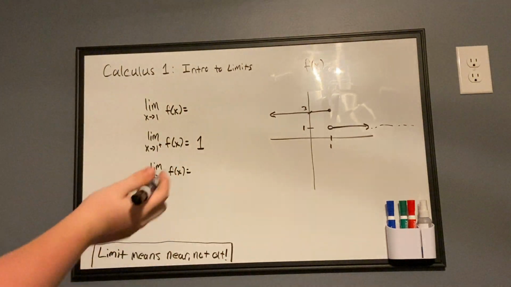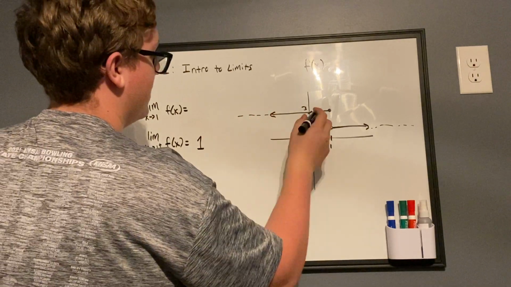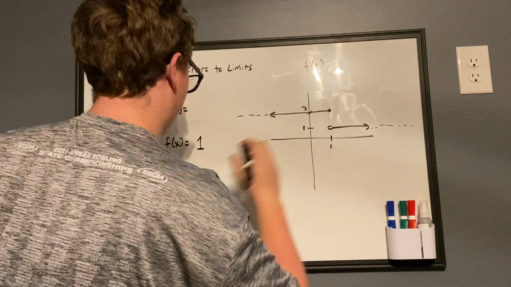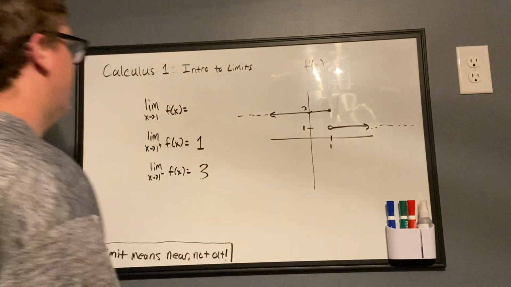Now we go from the negative side. So we start out here at negative infinity, we come in, we see that the whole time this is at the y value of 3. So as it gets to 1, it's going to stay there. It's going to stay at 3.